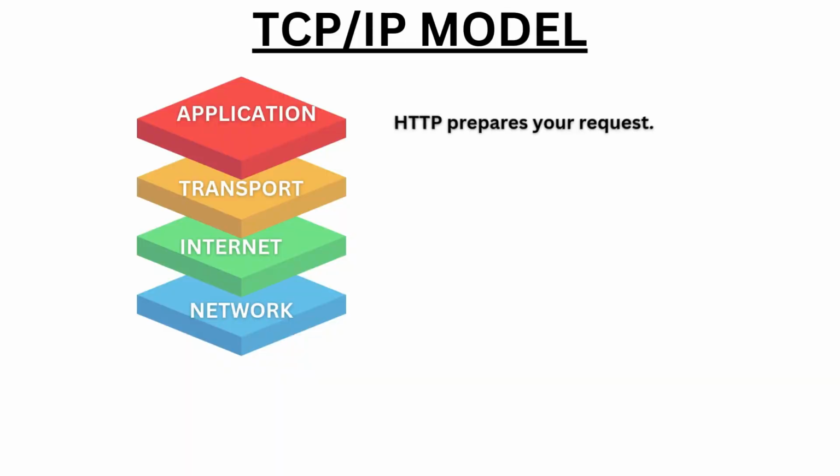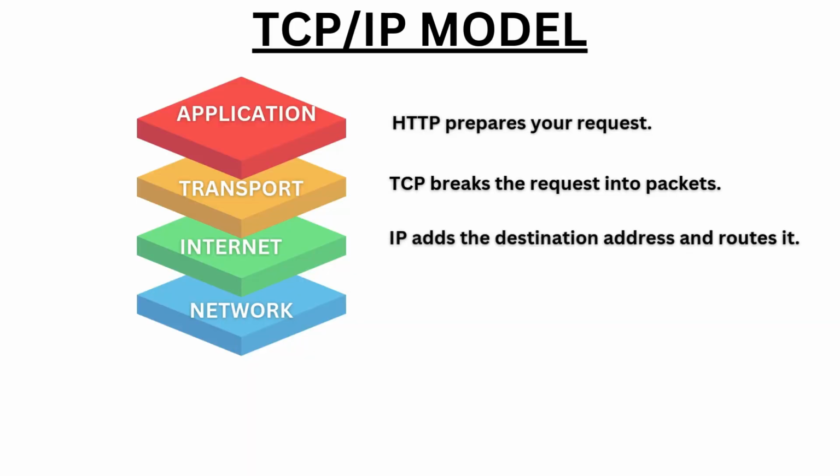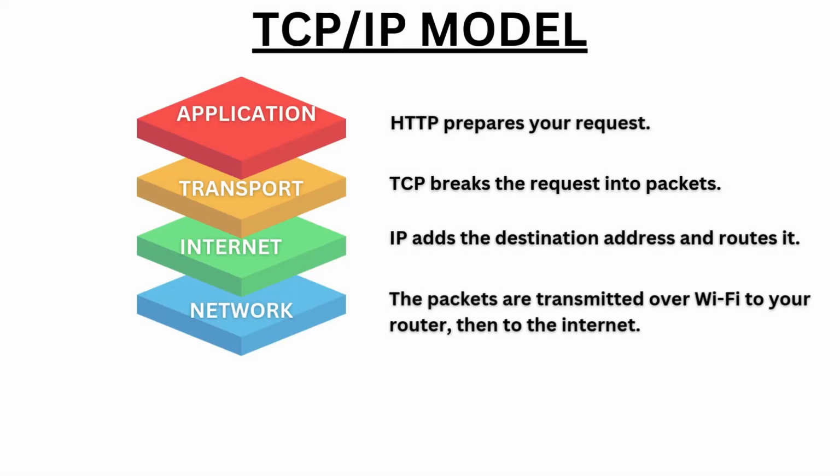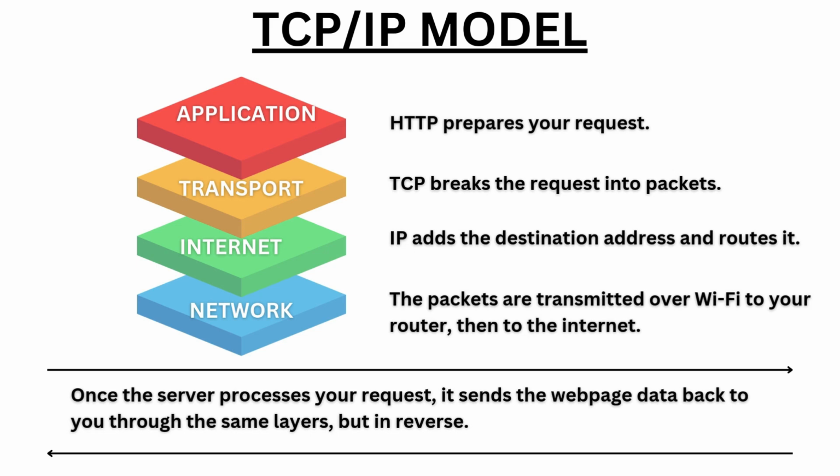Now let's connect everything together with a simple example. In the application layer, when you type pogo.com into your browser, HTTP prepares your request. In the transport layer, TCP breaks the request into packets and ensures that they will be reassembled correctly. In the internet layer, IP adds the destination address and routes the packets. In the network access layer, the packets are transmitted over Wi-Fi to your router, then to the internet. Once the server processes your request, it sends the web page back to you through the same layers but in reverse.